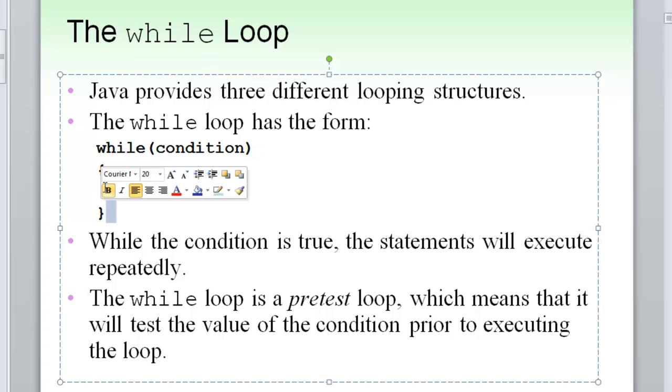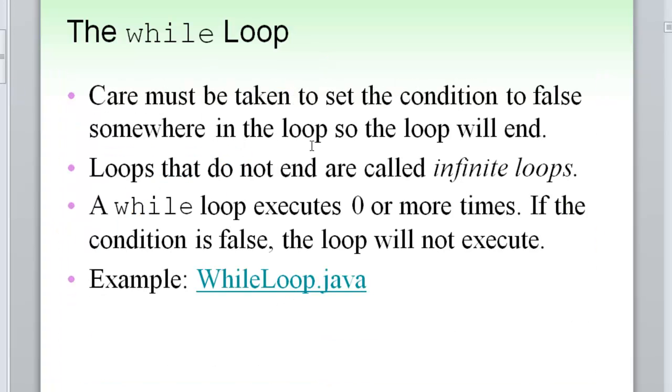Then the body of the while loop has curly braces. The curly braces are not required if you only have one line of code that is attached to the while loop's header. Okay, this is called the while loop's header. This is good programming practice, in my opinion, to put all of the code inside of curly braces, even if there's only one line. The while loop is a pre-test loop, which means that it will test the value of the condition prior to executing the loop.